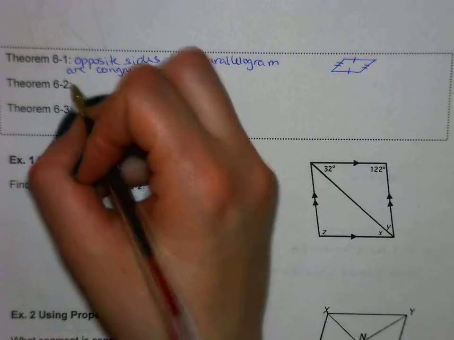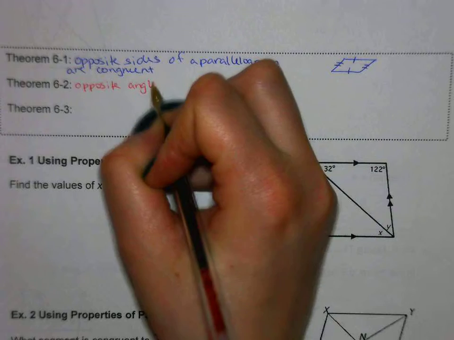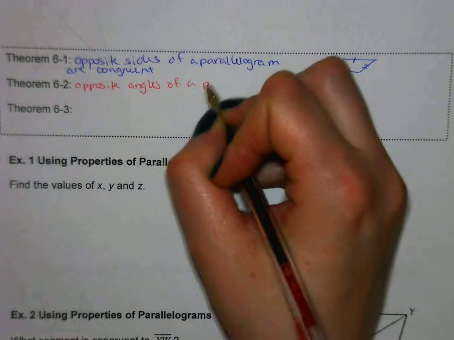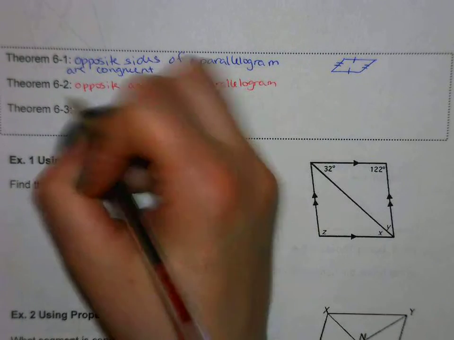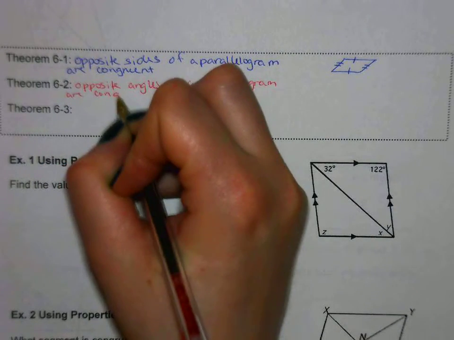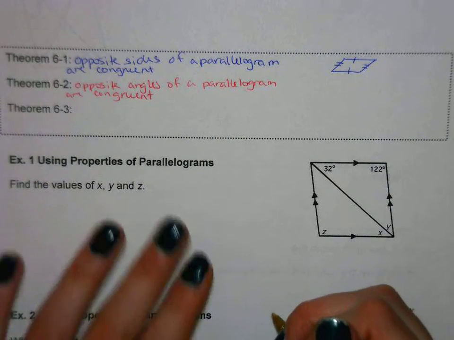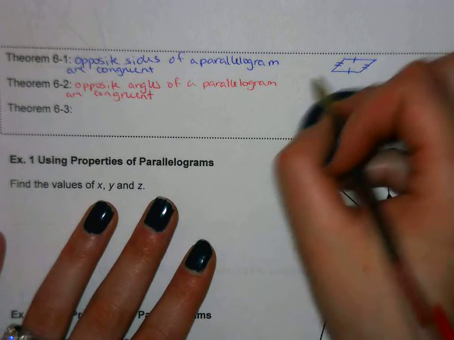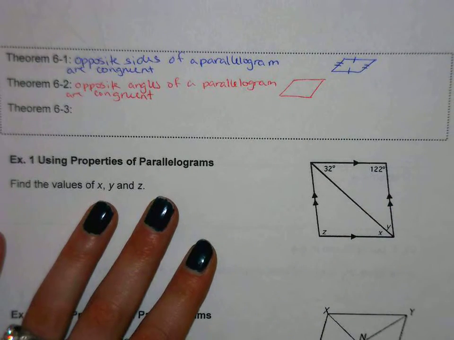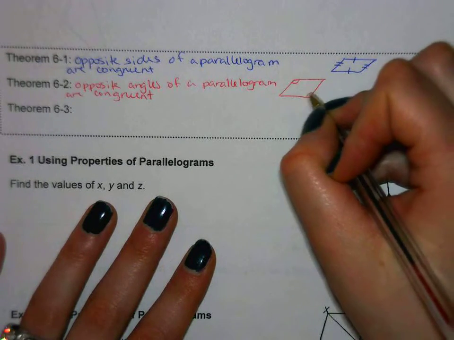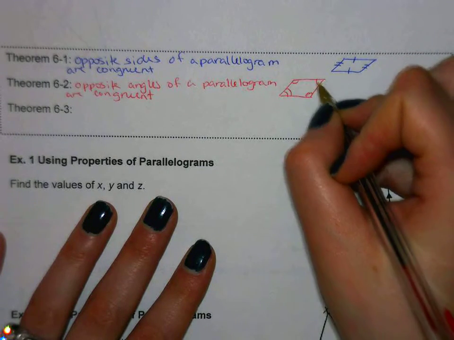Theorem 6.2 states that opposite angles of a parallelogram are congruent. So opposite angles of a parallelogram are congruent. So if we look at another picture of a parallelogram, opposite angles are congruent, so these two are congruent to each other, and these two angles are congruent.